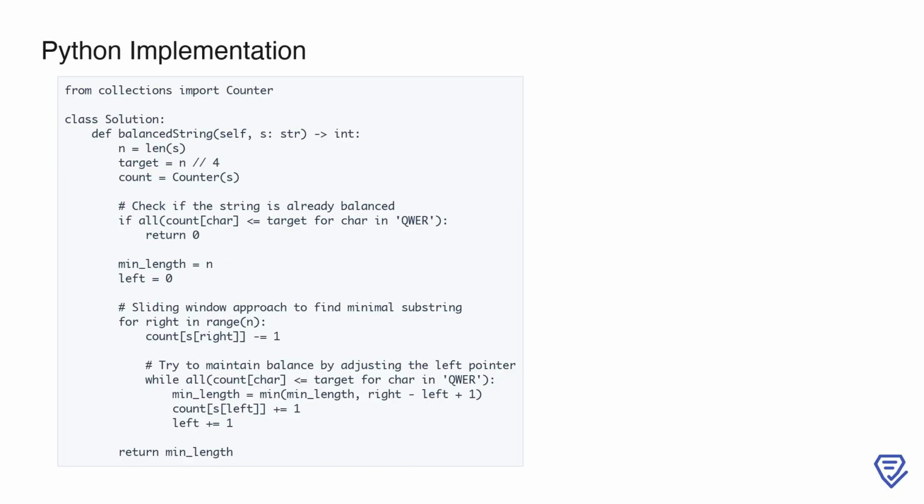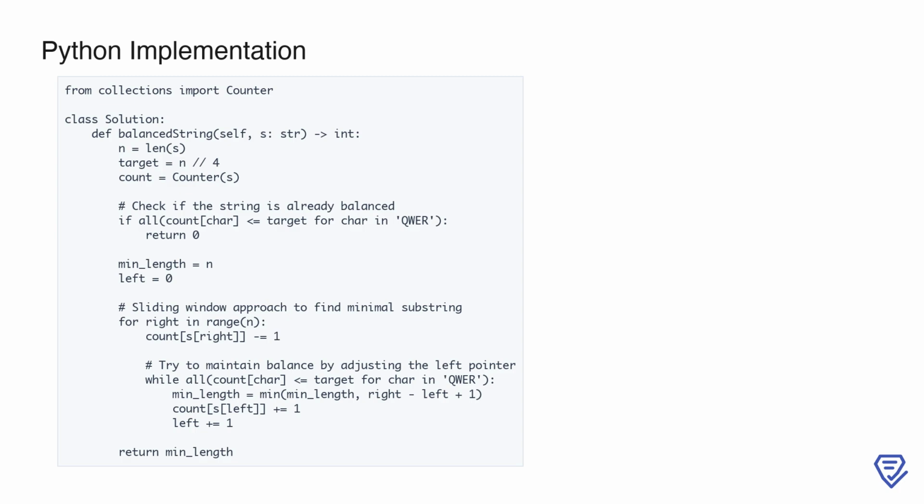5. Shrinking the window. After adjusting the right pointer, the algorithm checks if the remaining portion of the string, outside the window, is balanced. If it is, the min_length is updated with the current window size, right - left + 1. The left pointer is then incremented, and the corresponding character is added back to the counter to maintain correctness. 6. Result. The process continues until the right pointer has traversed the string. The smallest balanced substring length found during the traversal is returned.